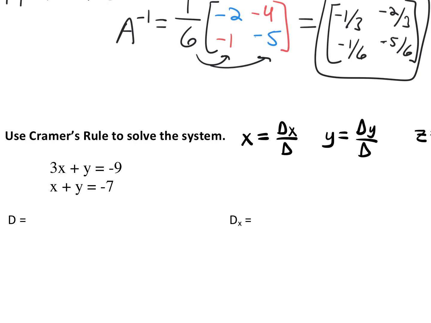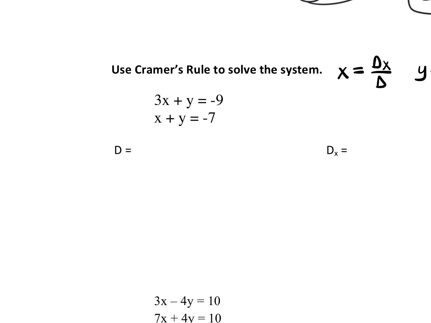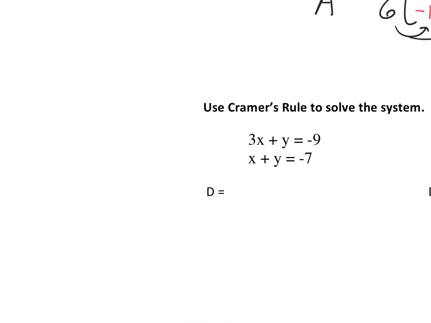Okay, so let's do Cramer's rule. So Cramer's rule is just a bunch of determinants. What I like to do with Cramer's rule is first label the columns that we're going to need. What is our x column going to have? A 3 and a 1, right? It's the coefficients of x.